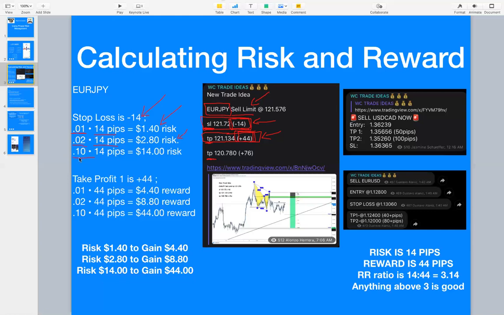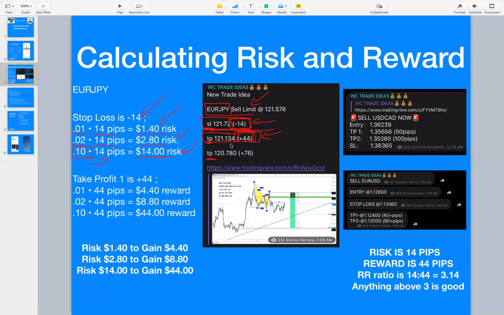Now, this is not 10 cents anymore. I tricked myself. So we went from 10 cents to 20 cents. You could do 30 cents, 40 cents, 50 cents. For an example, this is a 0.10. If you don't remember what a 0.10 is, it is $1 per pip. So $1 per pip times 14 pips, 1 times 14 is 14. That means our risk is now $14. Essentially we are okay with losing either $1.40, $2.80, or $14.